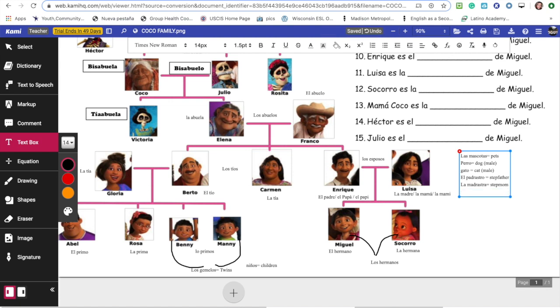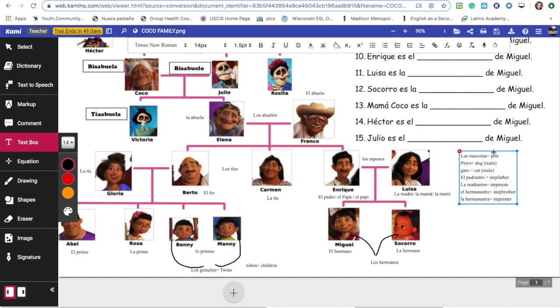And then what will be your step siblings? So that will be el hermanastro, that will be your stepbrother, y la hermanastra, stepsister.